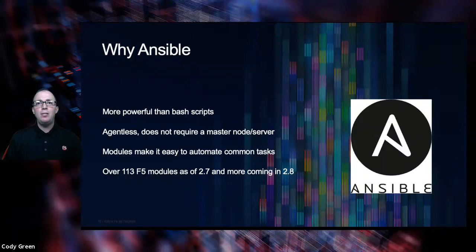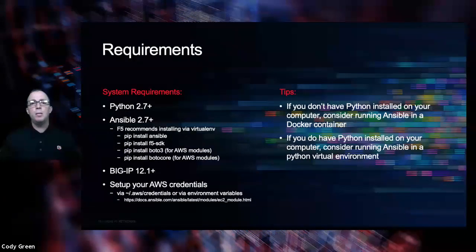So it's very easy to go find examples or modules that have already done some of the tasks you're trying to achieve. And finally, F5 has over 113 modules today with Ansible, and we're publishing even more in the next release. So what are some of the requirements?